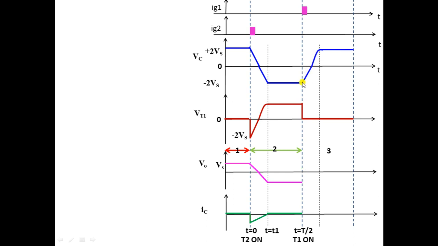When this goes from minus 2 Vs to 0, the output goes from minus Vs to 0, and when this goes from 0 to plus 2 Vs, the output goes from 0 to plus Vs and then remains constant. And when this change takes place across the capacitor voltage, that is discharging and charging of the capacitor, a current is developed in the circuit which is plus IC. Once the capacitor has charged fully, at that instant the capacitor current decays to 0 and remains constant.